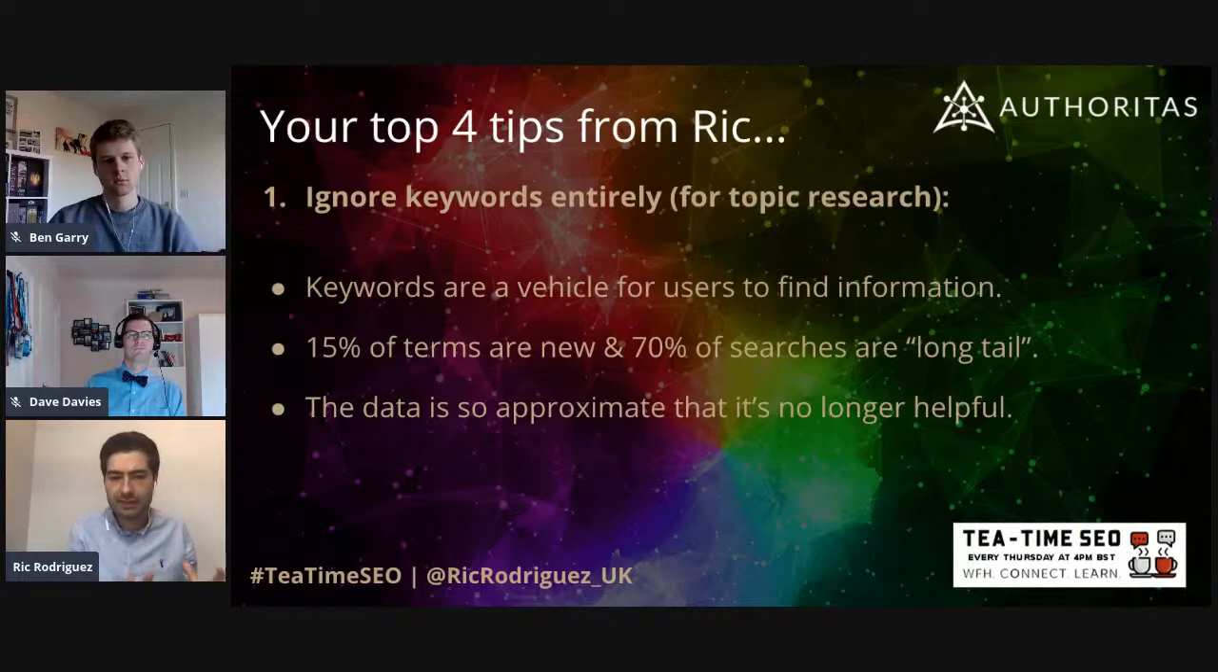And there's a point around data being approximate and all of the sort of errors and problems we have with using keyword data from Google directly. So first point is, think about people and what those people want, as opposed to just writing what the keywords say you need to do. And if we go to the next slide, please.